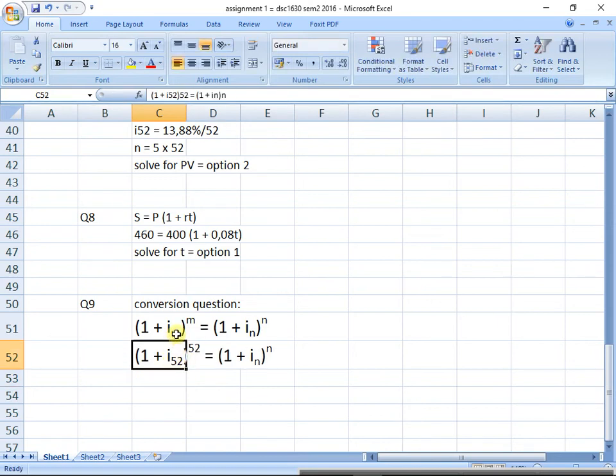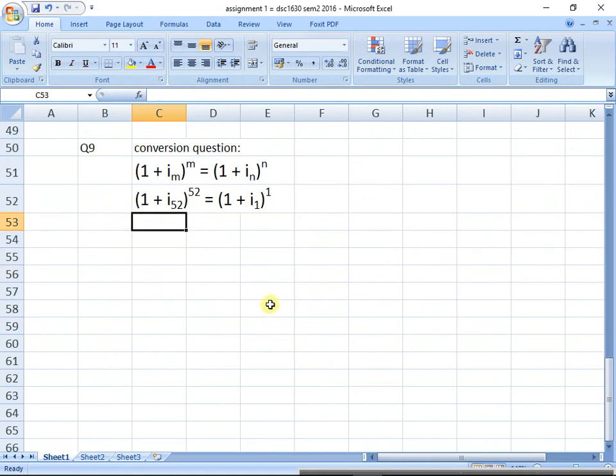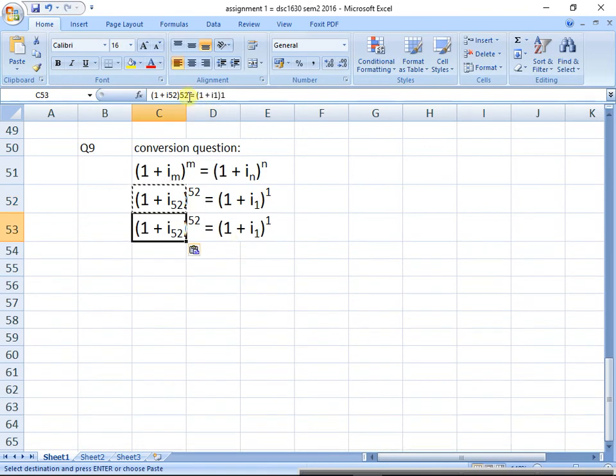So what do I have? I have the nominal rate. No, I have the effective rate. So I have i1. Alright, so that's what you have and that's what you want. So (1 + i_52)^52 equals 1 + 26.6 or 29.61.